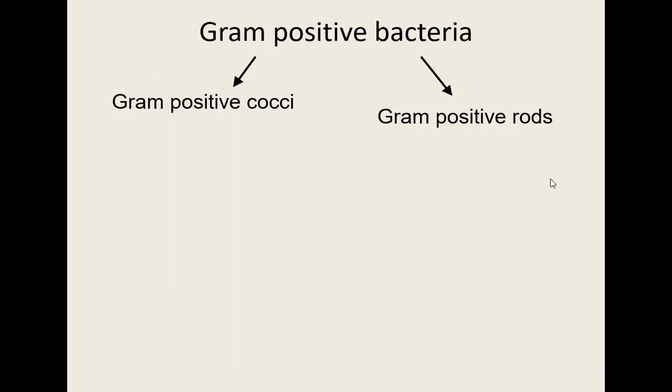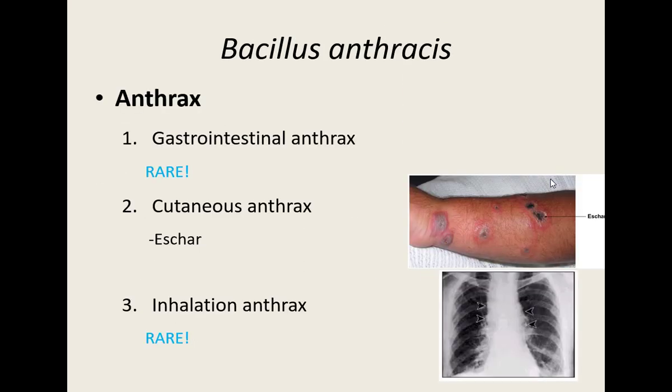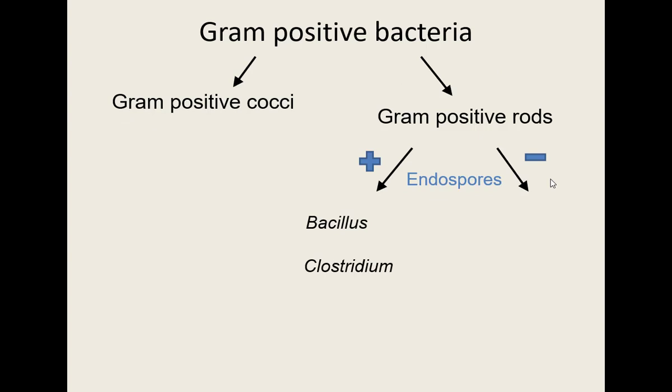Now we're going to switch shapes and we're going to look at gram-positive rods. Of all the gram-positive rod bacteria or gram-positive bacilli, we split those into two groups, whether they can make an endospore or not. We've already gone over what an endospore is and the advantage of having an endospore. There are two genera that can make endospores, the Bacillus and the Clostridium. So we're going to talk about those first.